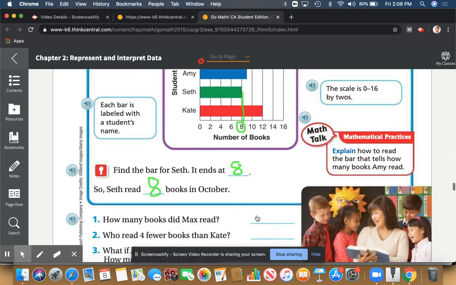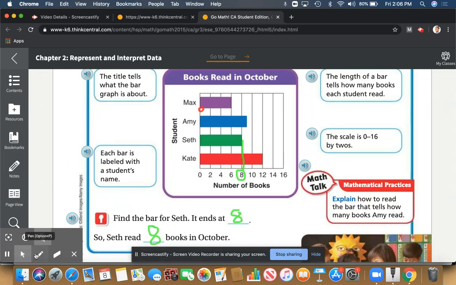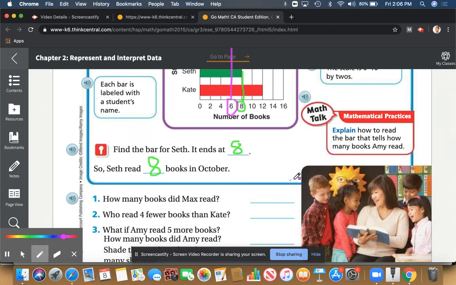How many books did Max read? Here's Max in purple. Well, if I go straight down, I can look here at this number. Looks like he read 6. So I'll fill in 6 for Max.